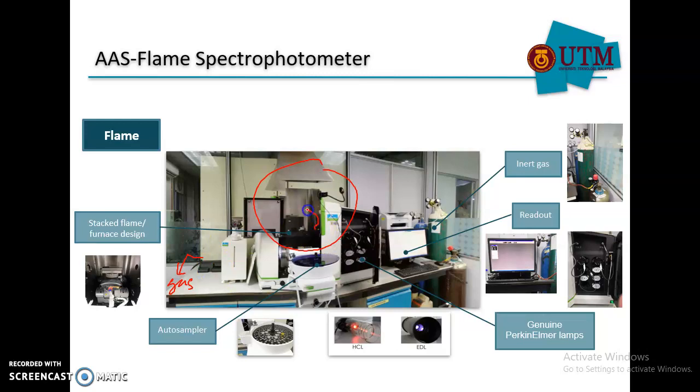Then we have the furnace, we have the autosampler, and then we have the lamps, the radiation source. You can either use HCL or EDL, electrodeless discharge lamp. Then this is actually the gas. And then we have a computer over here. So we will see one by one for each of flame AAS in the next video.